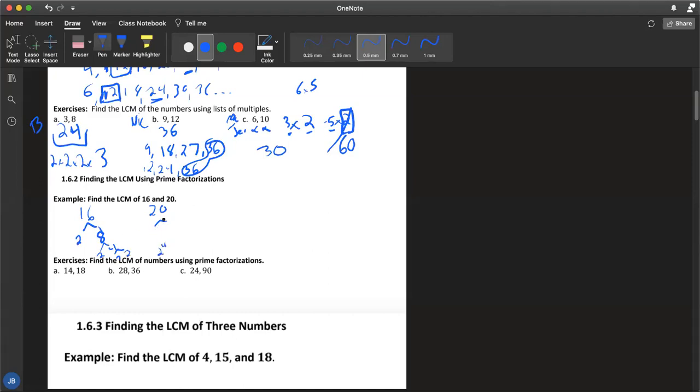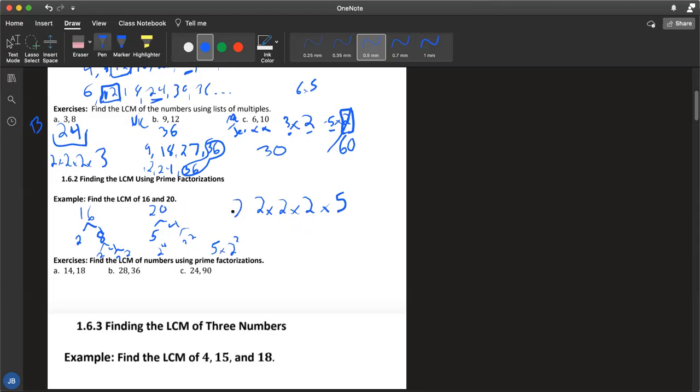And then 20 can be broken into 5 and 4, 2 and 2. And then the equation would be 2 times 2 times 2 times 2 times 5, and 2 times 2 times 5. And so because 2 appears more times in the 16 than in the 20, we use all of the 2's in the 16. Okay. It should be 4 2's, I think. 4 2's. I missed one.